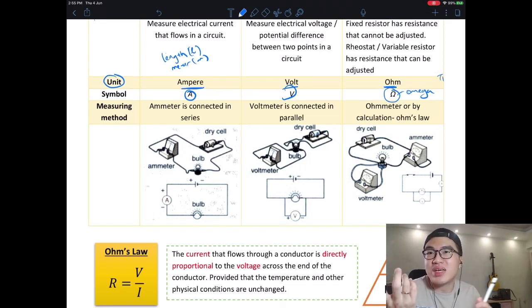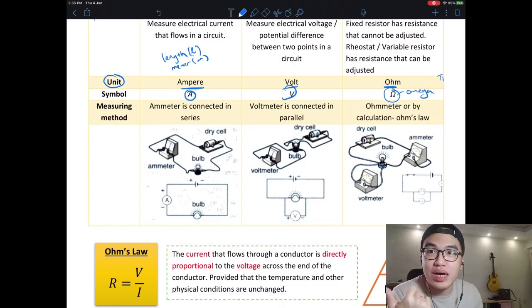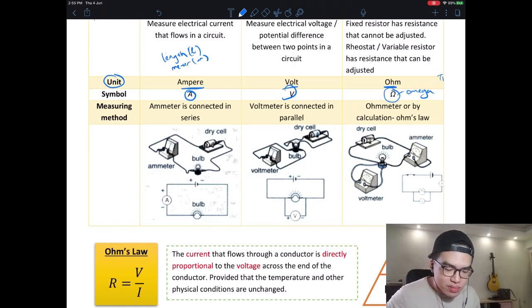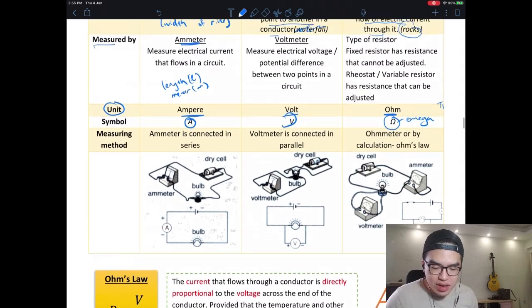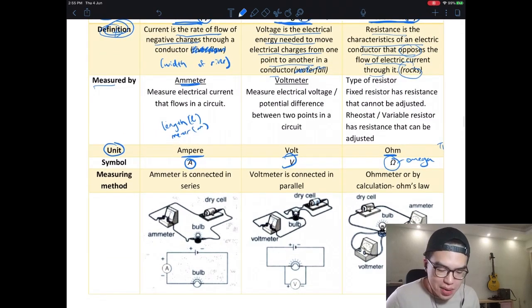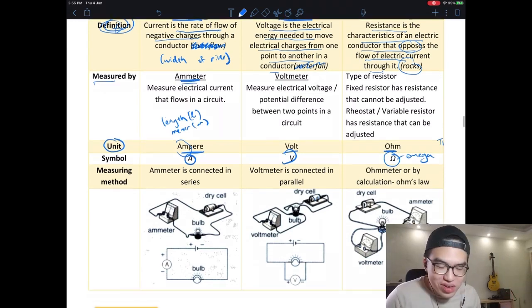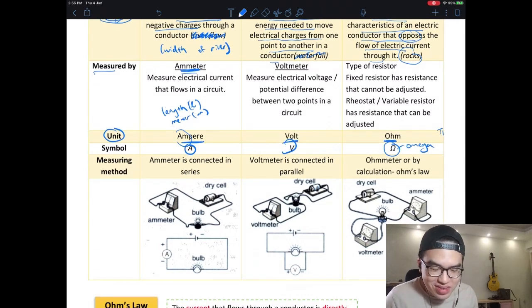You might see a watch brand called Omega. They're using this symbol. So how do we measure this? Because current is ampere, to measure ampere, we use an ammeter. Very simple. And then to measure volt, we use a voltmeter.